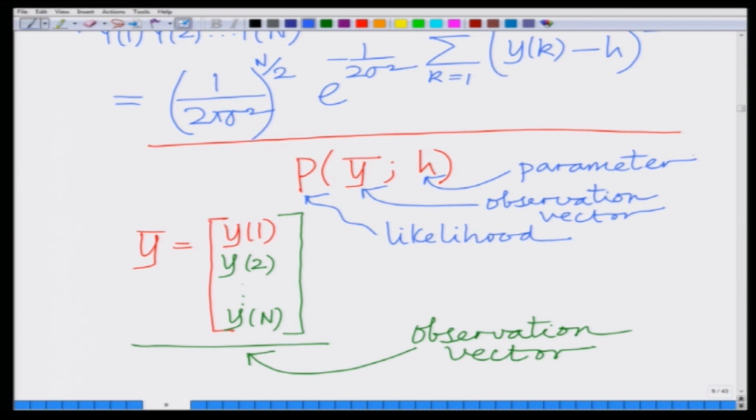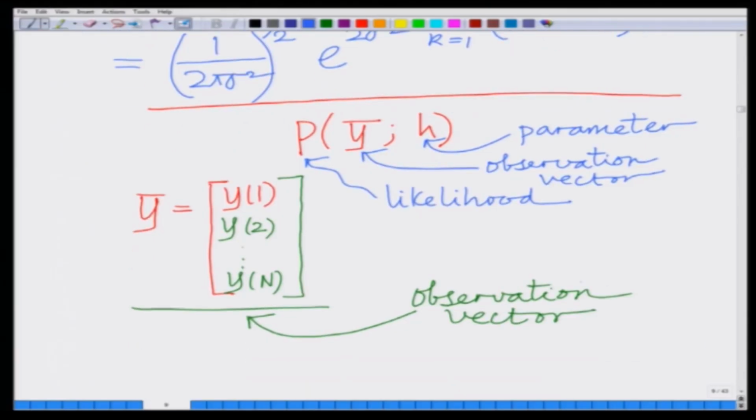The terminology that is used is this: we have this observation vector y bar which is of length n, which contains the observations y1, y2 up to yn, and P of y bar semicolon h. Remember, it is not a comma, it is a semicolon, which signifies the likelihood function of the observation vector y bar parameterized by this unknown parameter h.